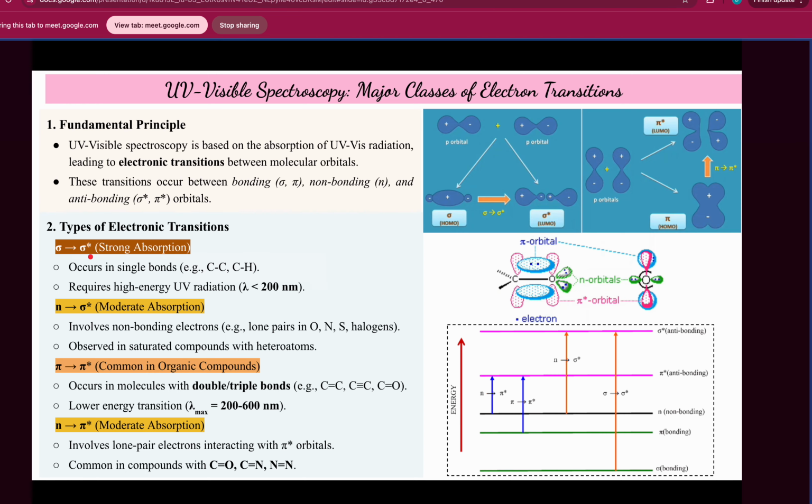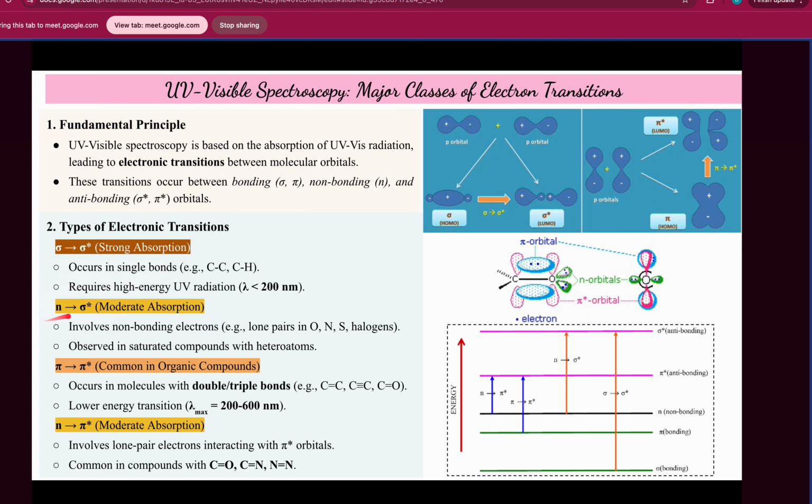So now, if there is a transition from sigma to sigma star, then that is known as strong absorption, which is generally observed in single bonds. If there are single bonds, then you will see this type of transition, and it requires high energy of UV radiation. Which means that if you require high energy, then the absorption strength will also be high. So if there is a transition of sigma to sigma star, then you will find that the absorption will be quite high.